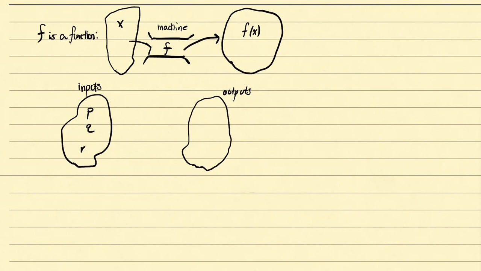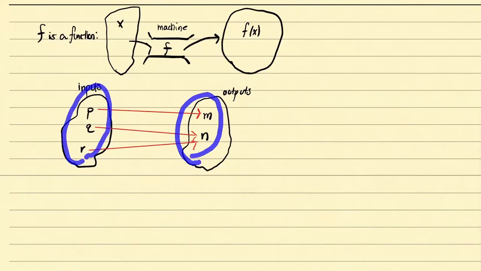And say I have two different outputs, m and n. When I plug in p into my function, it outputs m. When I input q into my function, it outputs n. When I put r into my function, it outputs n as well. So I have three numbers that only have two possible outputs. This is still technically a function. This classifies as a function.